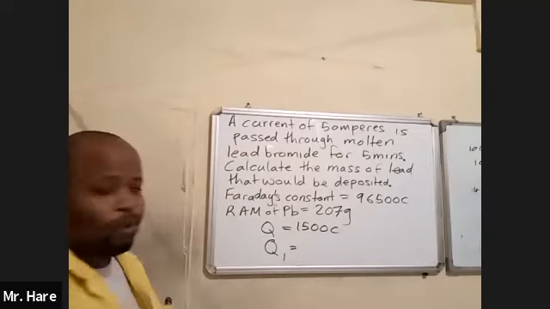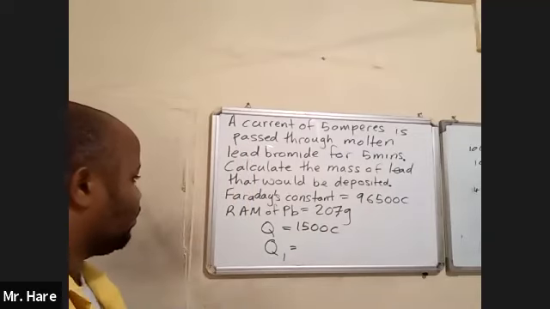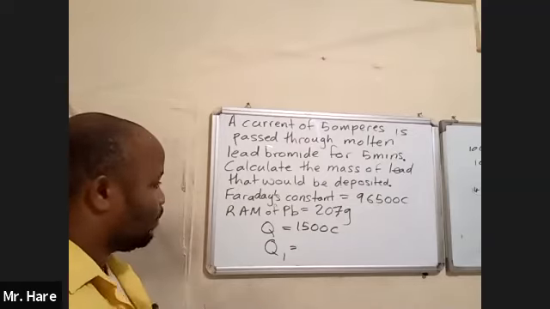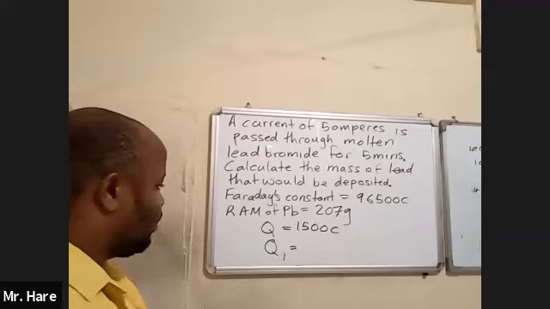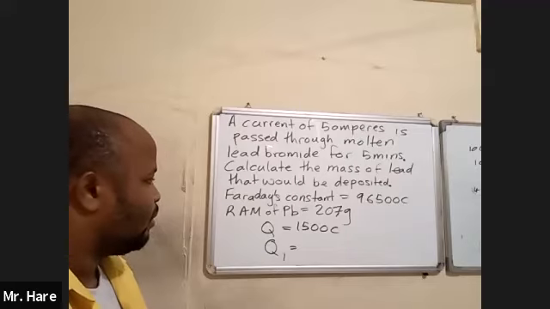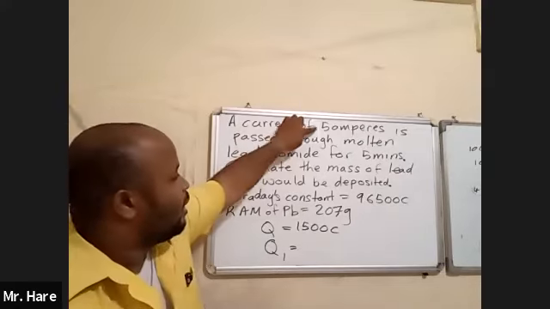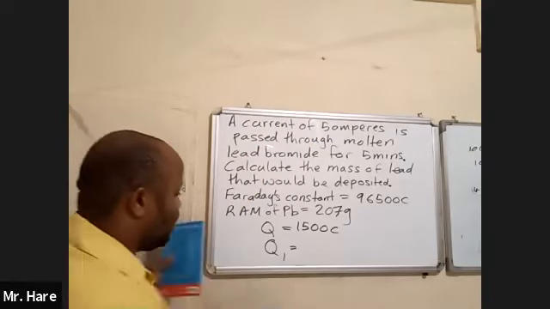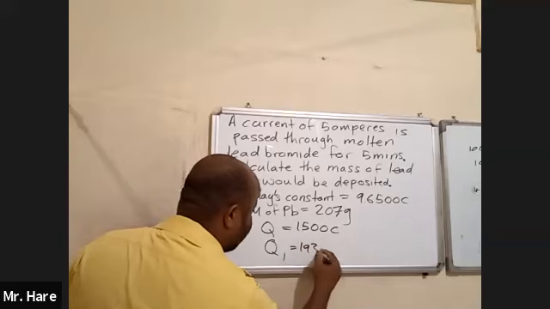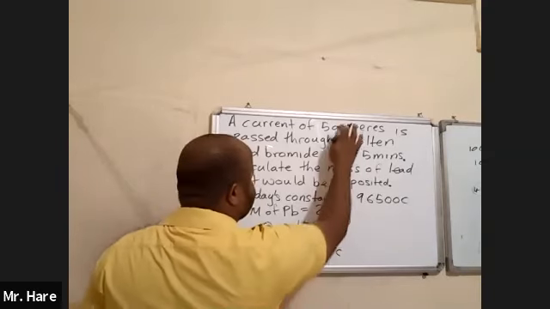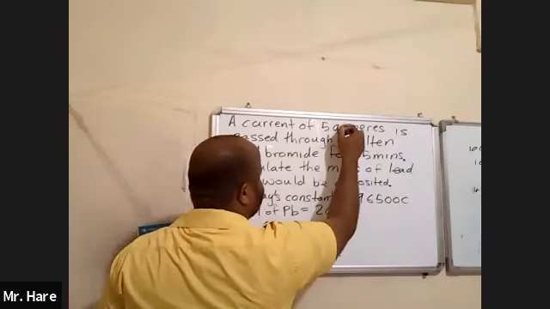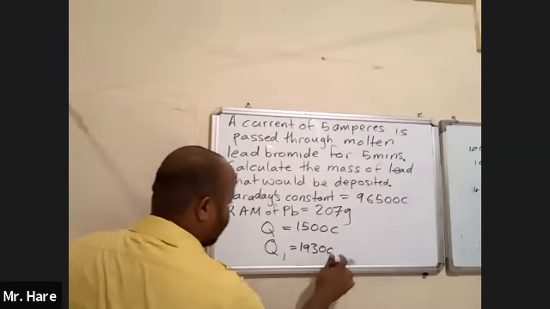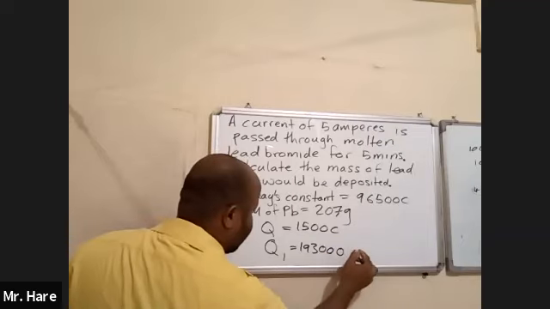And what do I get for Q1? 96,500 times 2, the same constant you were talking about. Is that 5 amperes there? Yes, 5 amperes. Well, I thought it was 50. Sir, 193,000. All right, 193,000. So it should be one more 0.